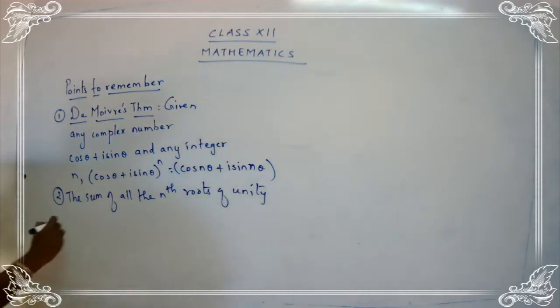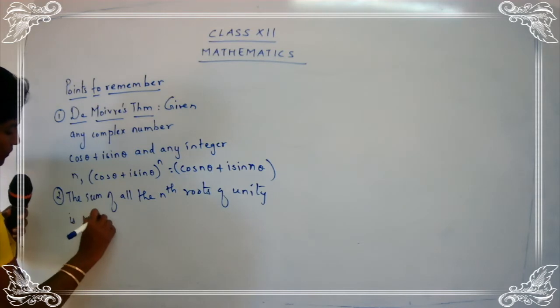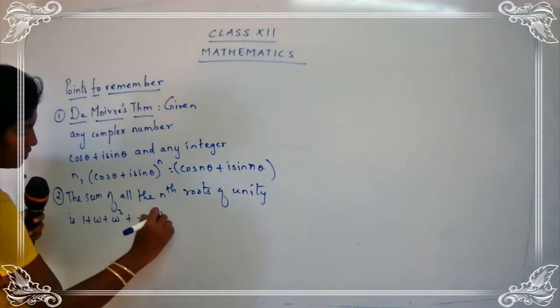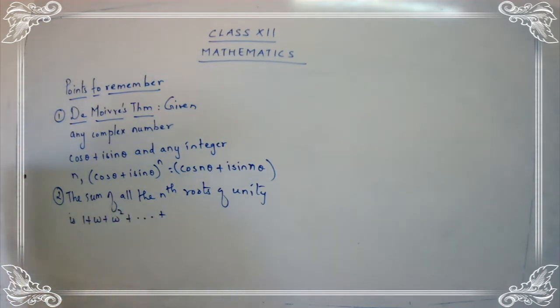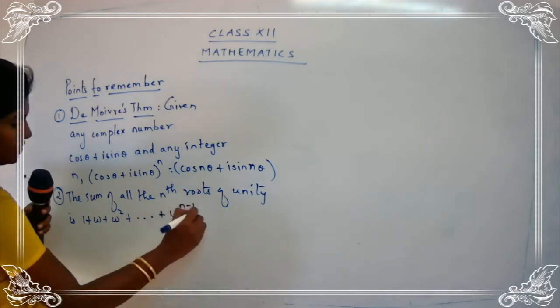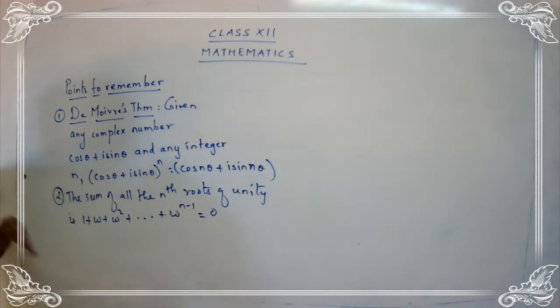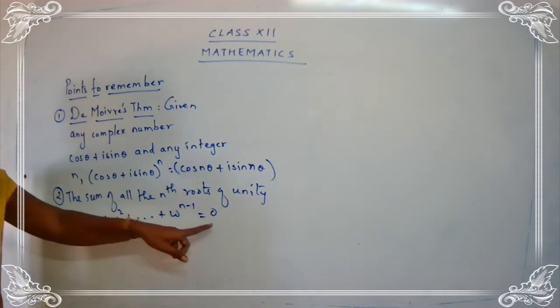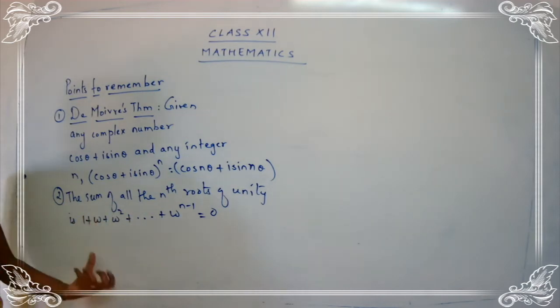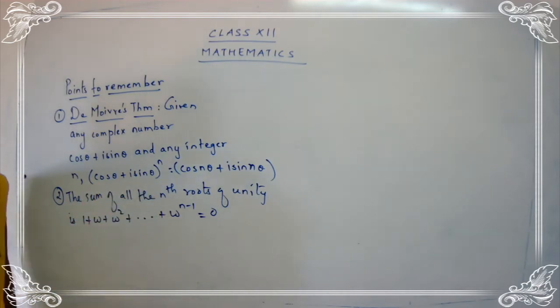The sum of all the nth roots of unity is 1 plus omega plus omega square plus dot dot dot, it goes on till omega raised to n minus 1, is equal to 0. That is, if you go on adding, you get the answer as 0. That is 1 plus omega, omega square and so on. What will be the answer? When you add it, you get the answer as 0.